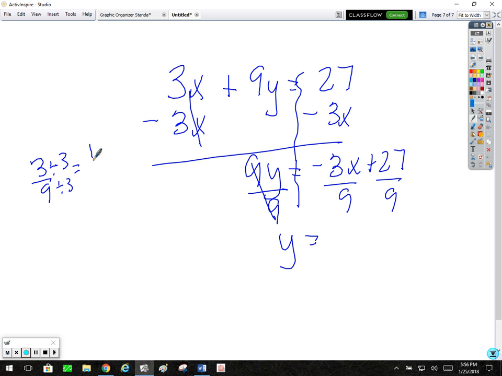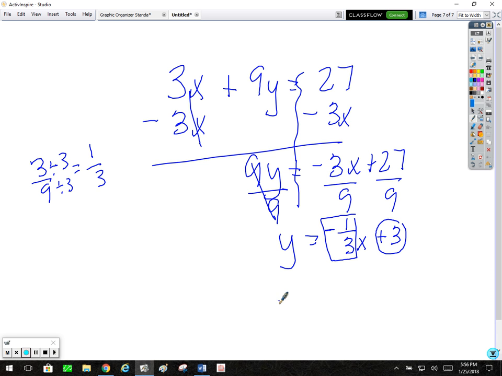3 divided by 3 is 1. 9 divided by 3 is 3. So this is going to reduce to 1/3 x, and a positive divided by a negative is a negative. All right, now we're finished with that, so my slope has been reduced. Now 27 divided by 9, both of them are positive, so that's going to be plus 3. There's your y-intercept. There's your slope.